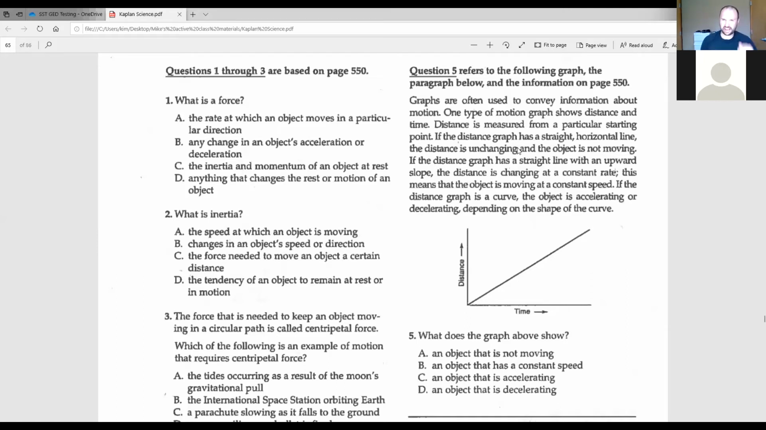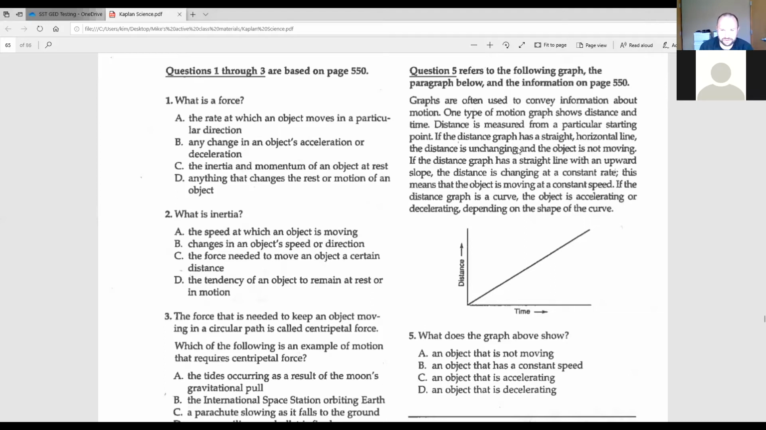And then lastly, it's saying if the graph is a curve. If it was an upward curve or a downward curve, then you'd be moving at either an increasing rate. If it was an upward arcing curve, you'd be accelerating. Or if that curve was decreasing, going down, that would mean you're slowing down and coming closer to a stop. So we've kind of answered our own question here.